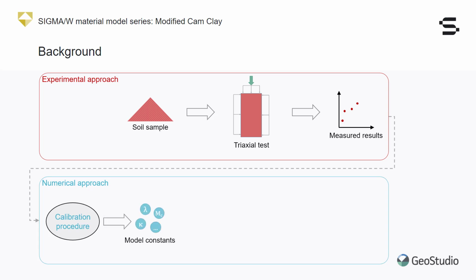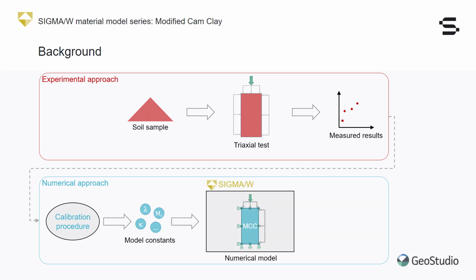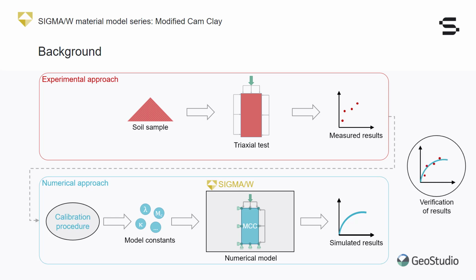This calibration procedure provides model constants for the soil. These constants are then used as input parameters for a numerical model, for example in Sigma W, and the simulated results will be obtained by solving the numerical model. The simulated results can then be compared to the corresponding laboratory results to verify the accuracy of the numerical modeling.